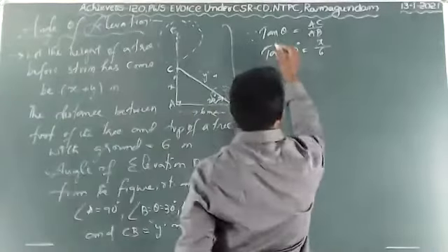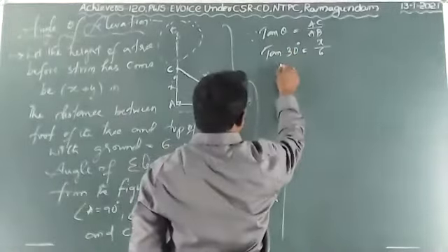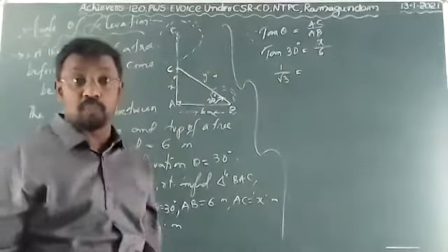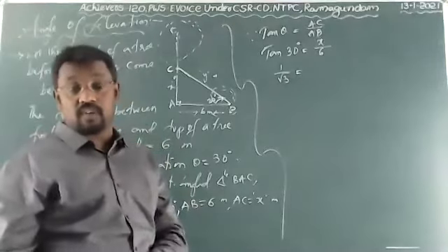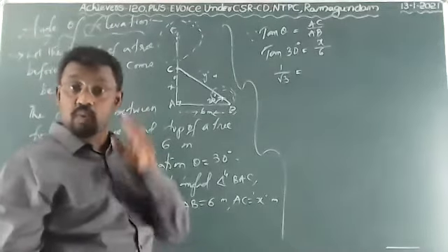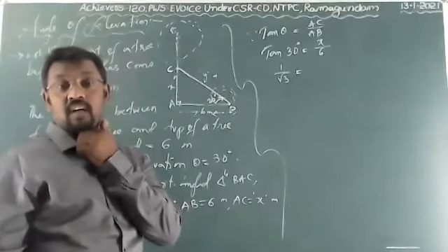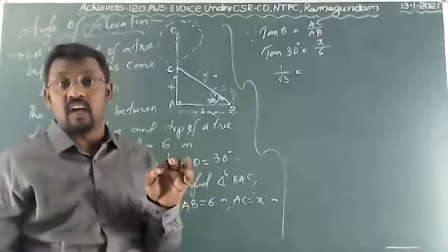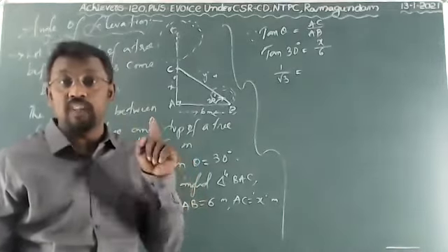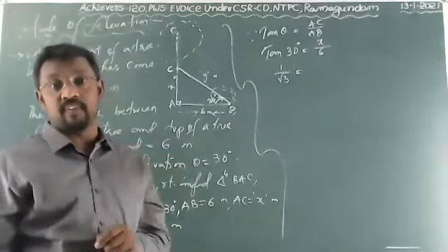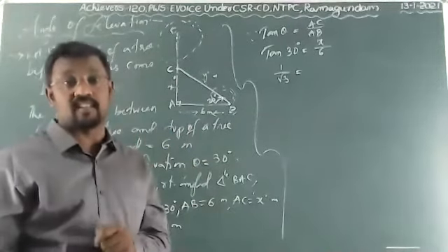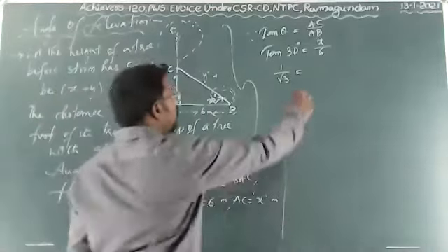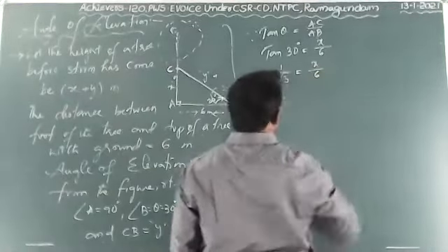Tan 30. What is the tan 30 value? Tan 30 value is 1 by root 3. That is the most important. The table is most important. You have to remember the values. Tan 30 value is 1 by root 3 from the table. If you do not remember instantly, how to write the table with the whole numbers, I already said in the very first class, right? Tan 30 value is 1 by root 3, equal to x by 6.